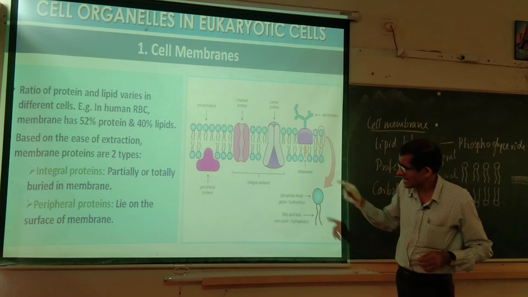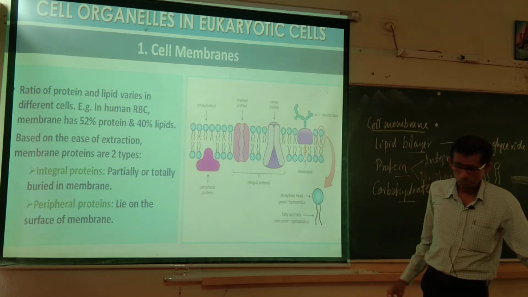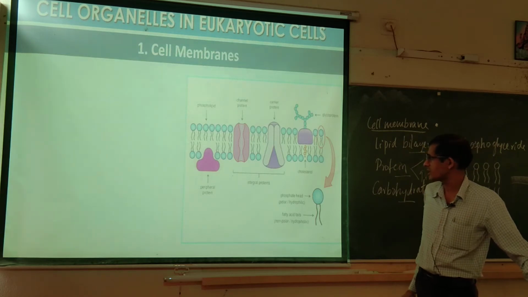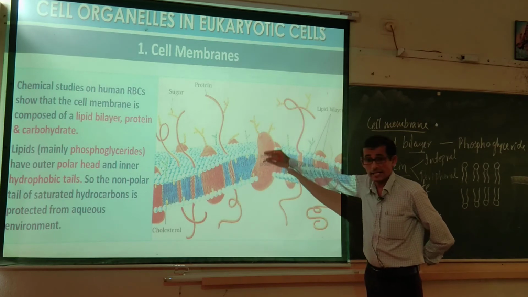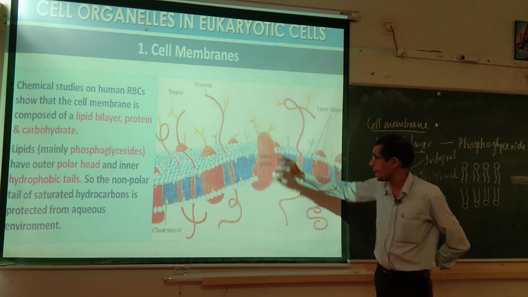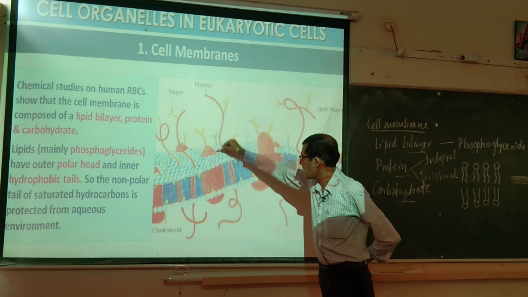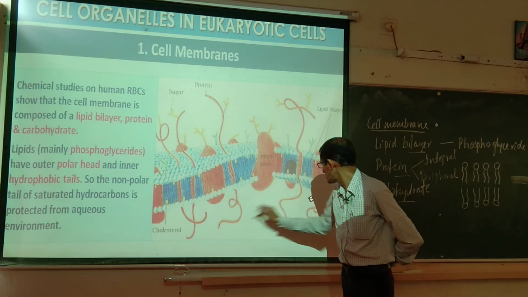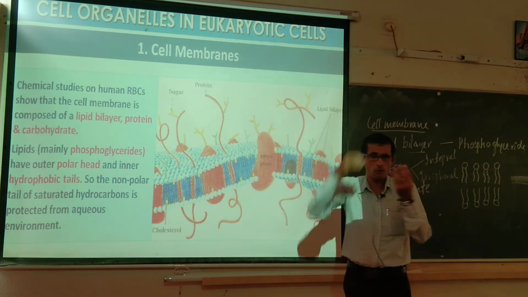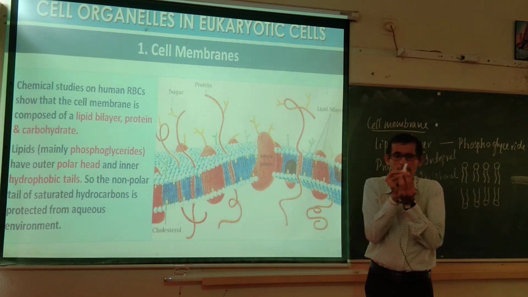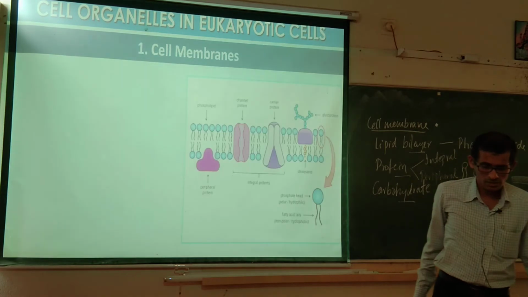The second one is the peripheral protein, which lies on the surface of the membrane. Going back to the previous diagram: this is the integral protein embedded in the membrane, whereas peripheral proteins are observed on the outer surface. So the integral protein stays inside the membrane. Peripheral protein is not like that; it is visible on top. Periphery means outer side.